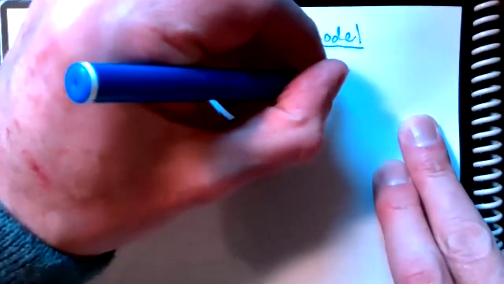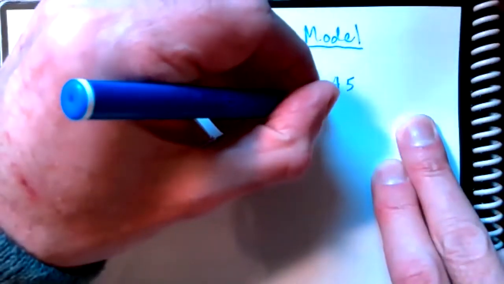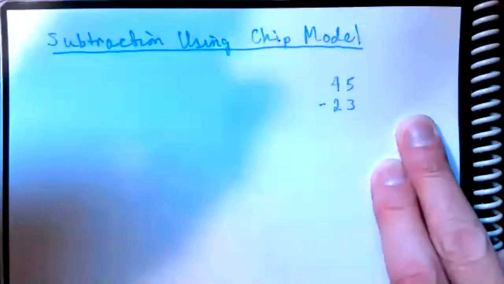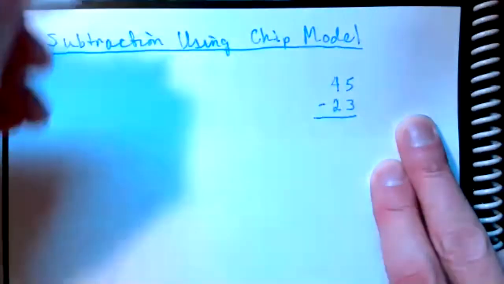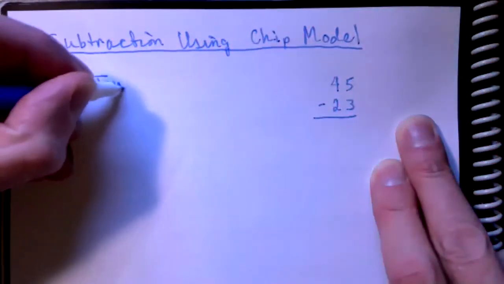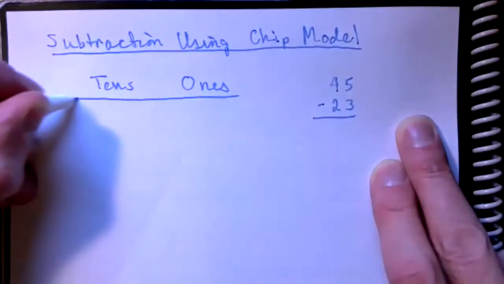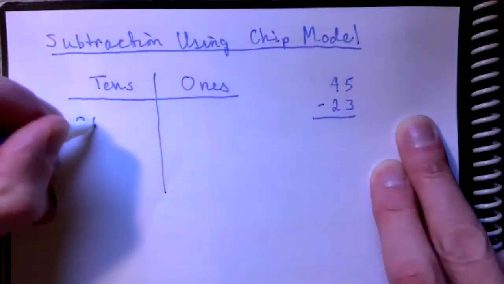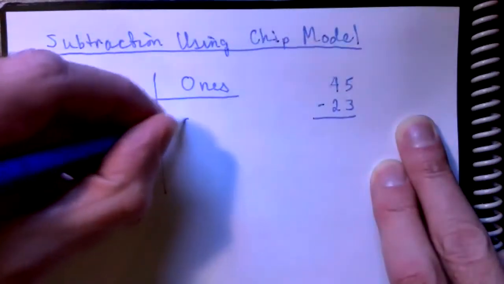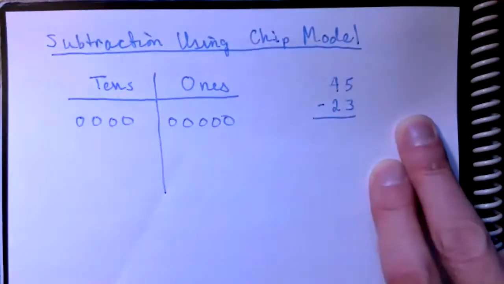So let's try a fairly simple one. Let's do 45 minus 23. Now I have to start with the 45. 1, 2, 3, 4. 1, 2, 3, 4, 5.